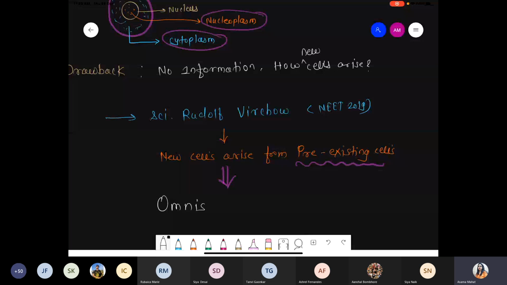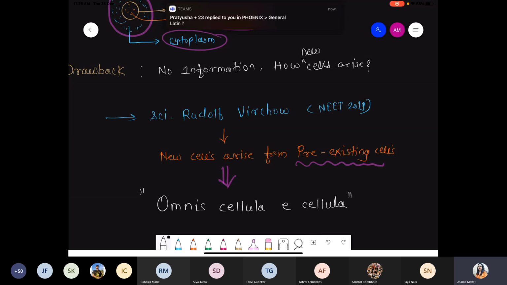So it is explained by one sentence, omnis cellula e cellula. And what is the meaning of that? Yes, it is Latin. So what is the meaning of omnis cellula e cellula? That is, new cells arise from pre-existing cells. That's it. Given by scientist Virchow.